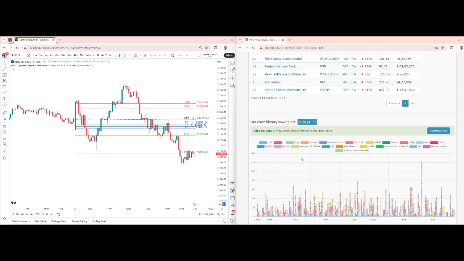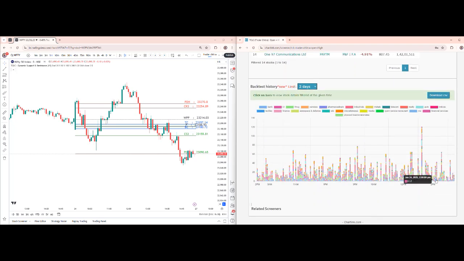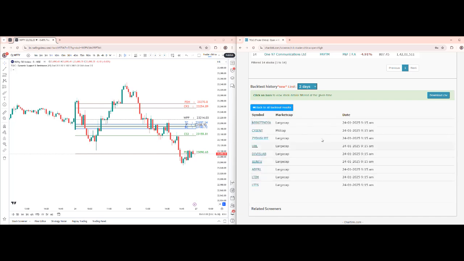When you scroll down here we can see the time till 3:30. We are looking for today's, that is 24th, 9:15, the first 5 minutes candle. So click on that. These are the stocks that we got in the screener for 9:15. Here we can see the date, that is 24th Jan 2025, and the time is 9:15. Okay, so first is about India.